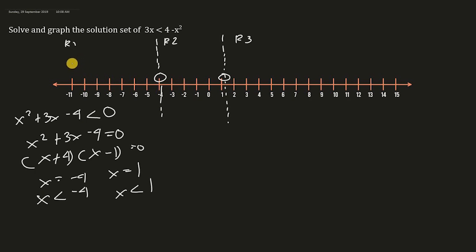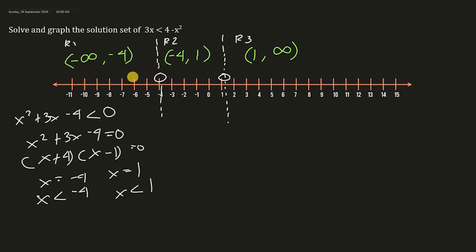Ang intervals nito, that would be from the leftmost, which is negative infinity, comma, negative 4, ito, parenthesis yan, kasi hindi included. Likewise here, that would be negative 4, parenthesis yan, hanggang 1. 1, hindi rin included, kaya parenthesis. Also, sa ating region 3, nasa 1 siya, hindi rin siya included. Tapos, hanggang positive infinity na yan. So, positive infinity. Parenthesis na rin.